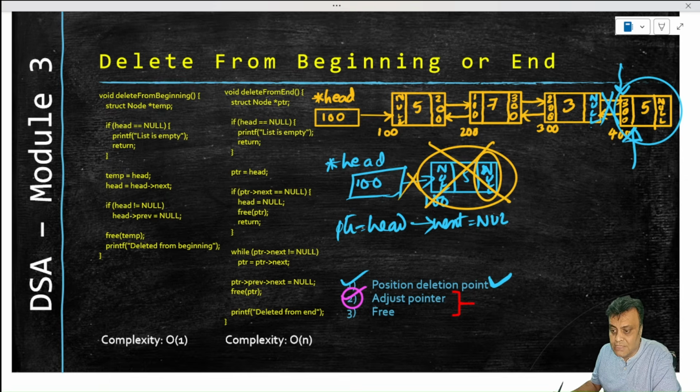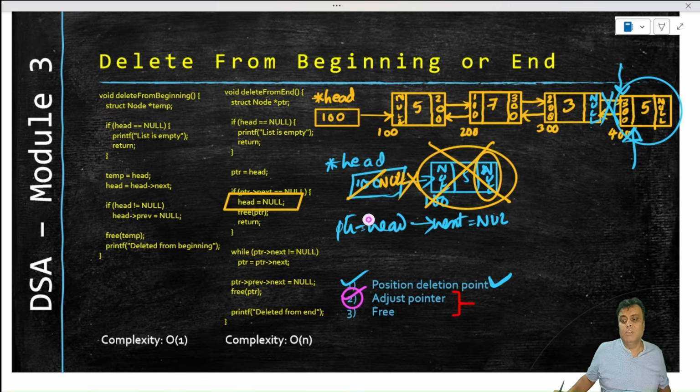So you have to break this chain. How do you break this chain? You have to make this null. So make it null, head equal to null. Then you are free to actually free this pointer. So you have made head equal to null.